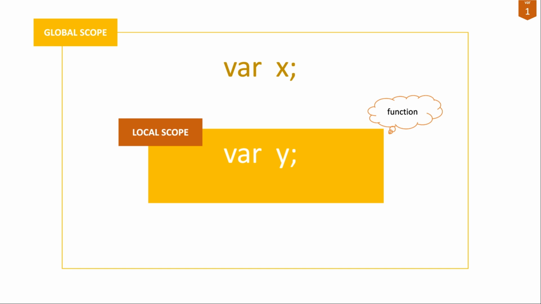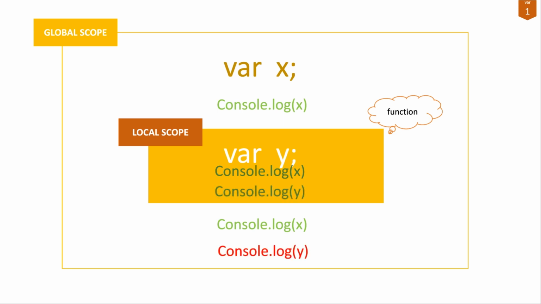Wait, I repeated the word scope multiple times. What is it? Scope is where the variables are available for use. Consider this example. I have a variable x and a function with another variable y inside it. x is globally scoped because it exists outside the function. We can access it anywhere in this code, even within the function. However, y is function scoped. We cannot access it outside the function. If we try to access it outside the function, we get an error: y is not defined.